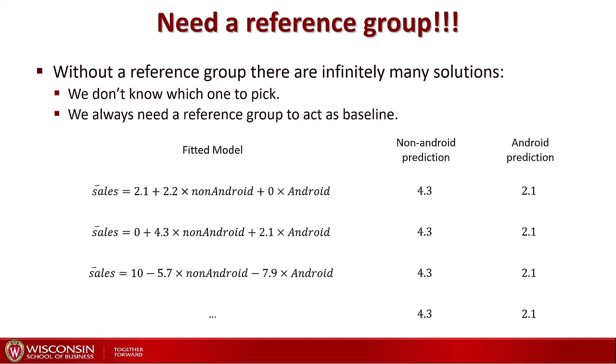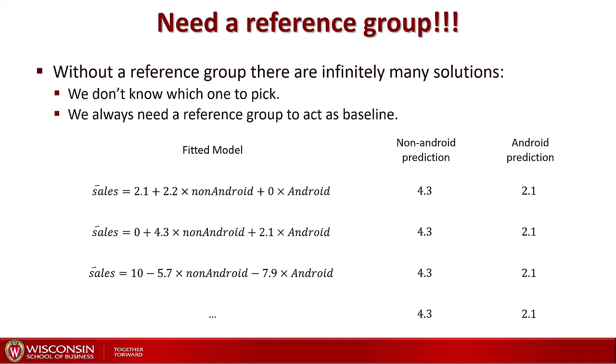So in the first equation, we have 2.1 as the intercept, 2.2 as the coefficient for non-Android phones, and I added 0 as the coefficient for the Android category. So that's equivalent to what we had as estimates on the previous slides. In that case, if the phone is a non-Android phone, the number of sales on average each day would be 2.1 plus 2.2, which is 4.3. And for the case of the Android category, we just have the intercept, 2.1 plus 0 times Android, and we get 2.1.